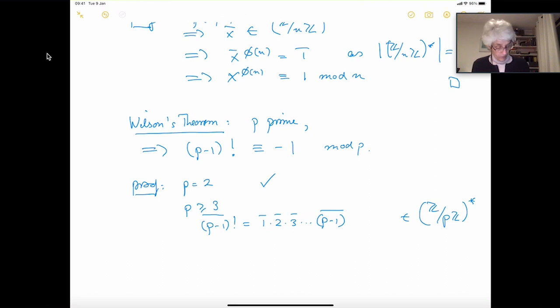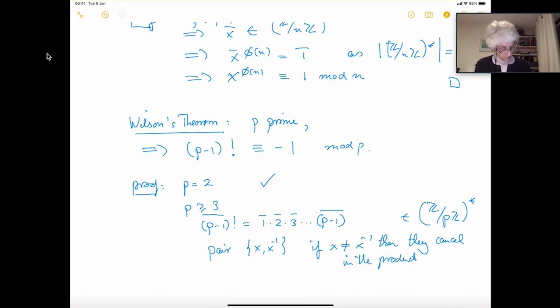Now, in any group, when I have a product of these elements, I can, of course, find the pairs x and x inverse. And if they're different, then they cancel in the product. So I don't really have to worry about them. On the other hand, what about if I get singletons? Well, singletons, of course, I get singletons if x bar is equal to x bar inverse.